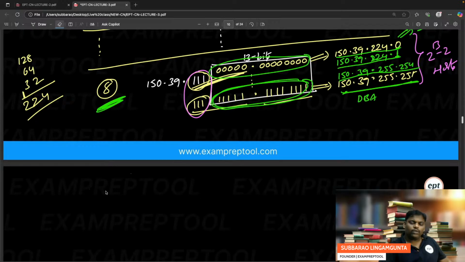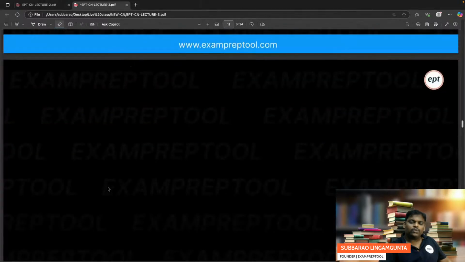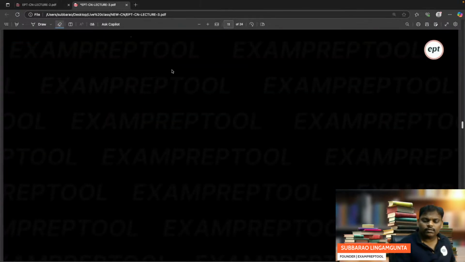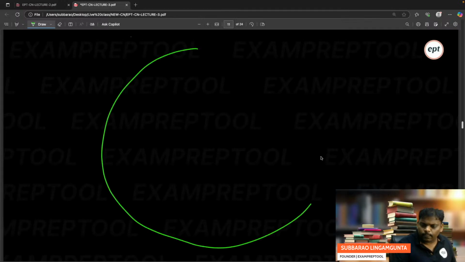If you want, you can go for categorization also here. Can you see the categorization? Can you see this one? Can you see everyone? So I think you've done 8 parts.